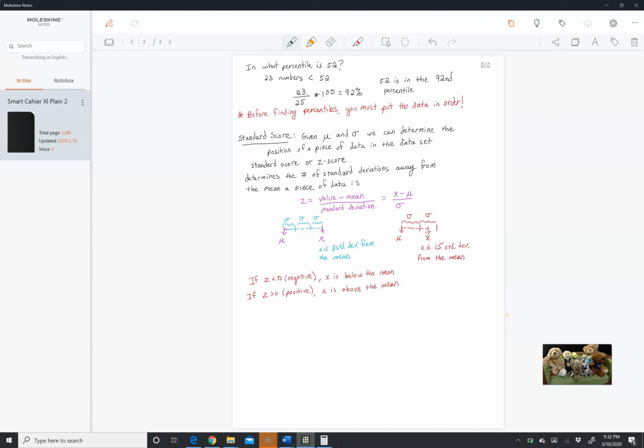And we already discussed that if z is greater than 1.5, meaning we're more than 1.5 standard deviations away from the mean, so this would be saying that we're 1.5 standard deviations above the mean, or we're 1.5 standard deviations below the mean, meaning z is less than negative 1.5, then we're saying that x is an outlier.